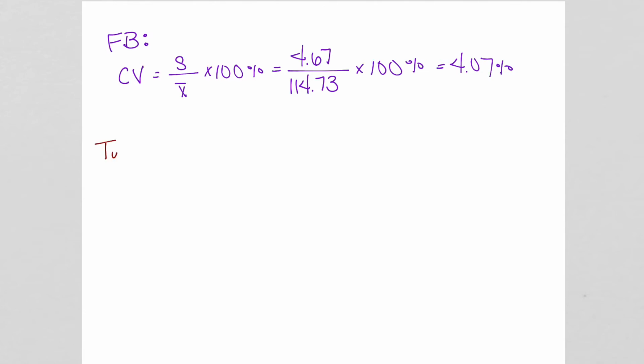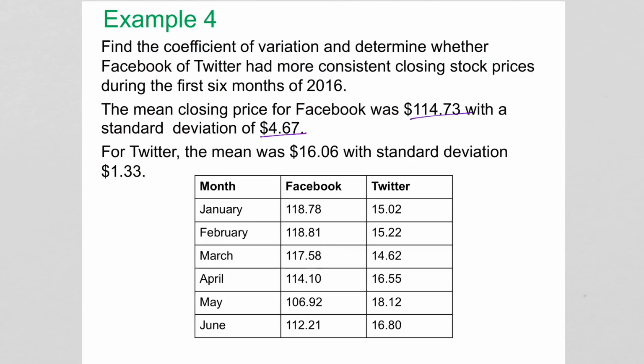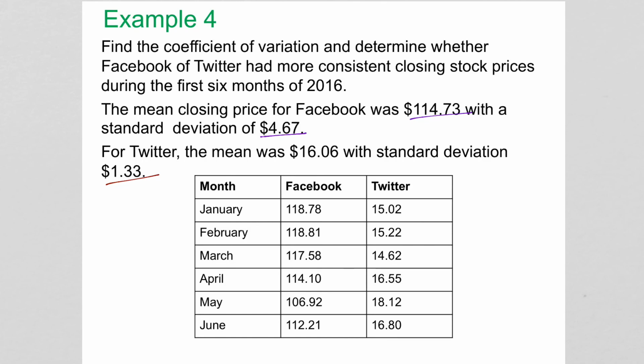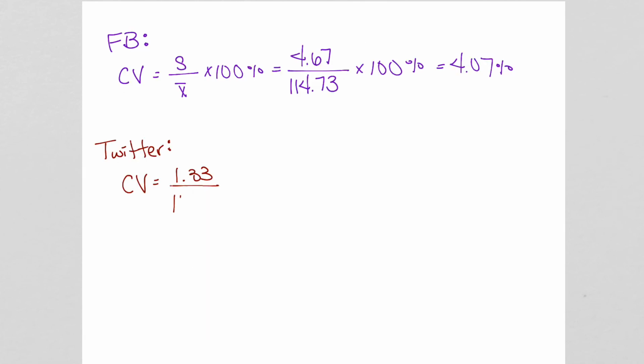And then for Twitter, the standard deviation is 1.33. The mean is 16.06. We get 8.28%. And that's it for this section.